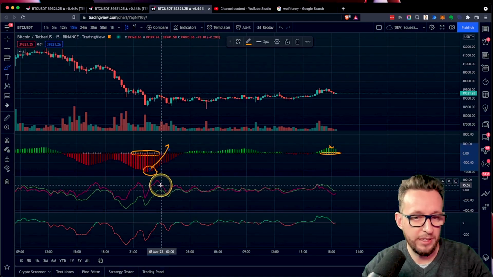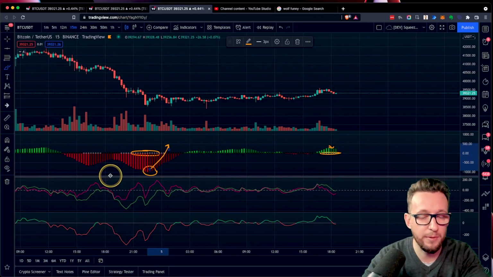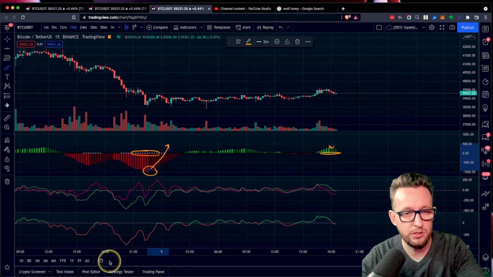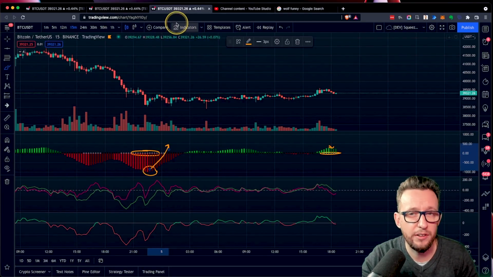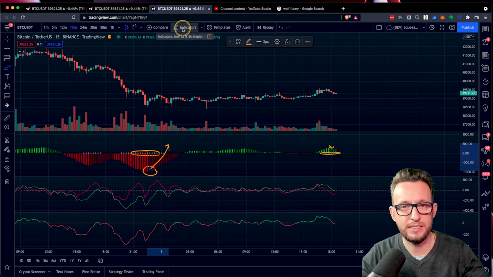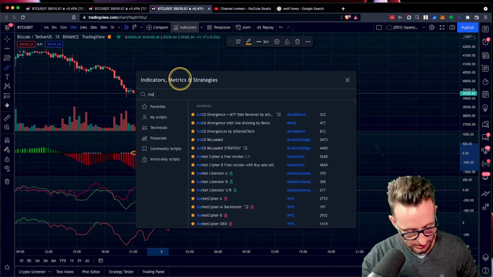Okay, so that's absolutely perfect. So we're also going to be looking for more confirmation with other indicators, and that's where these two indicators come here. Now we're going to be mainly using Lazy Bear's indicators today. This one here is called the MACD leader.